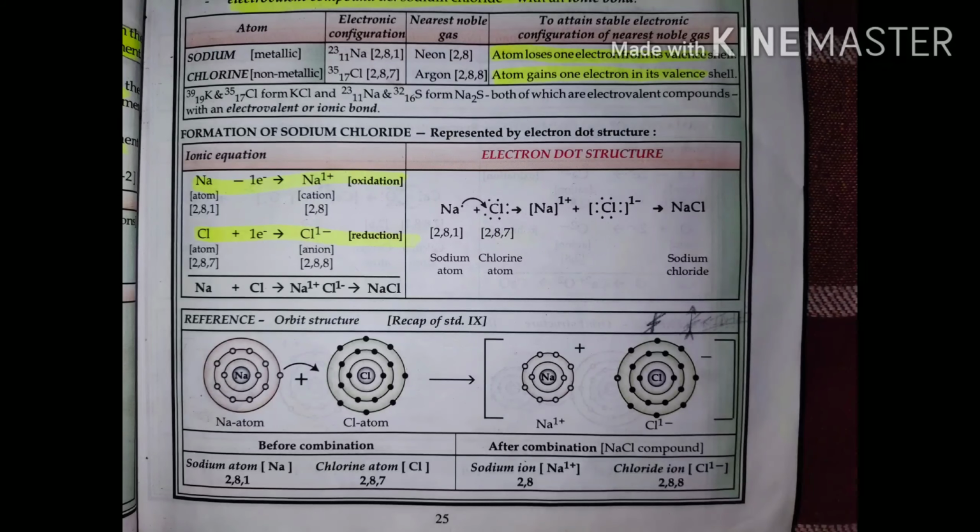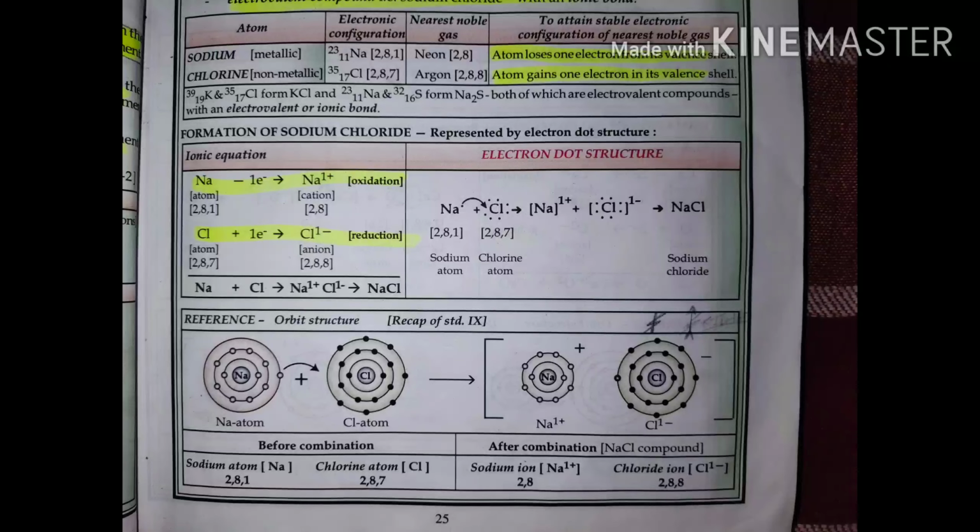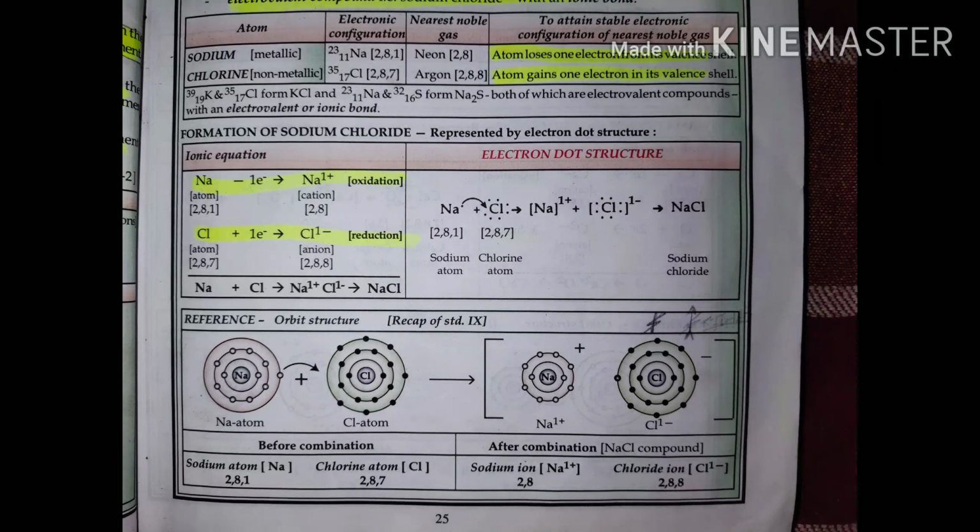Another way of representing this electrovalent compound formation is the electron dot structure. You can see the electron dot structure just beside the ionic equation. In the electron dot structure, with the symbol of an element, we only represent the electrons present in the outermost shell with one dot each. You can see that sodium is represented with one dot, which indicates that sodium has one electron in its outermost shell. Chlorine has 7 dots around it, because chlorine has 7 electrons in its outermost shell.